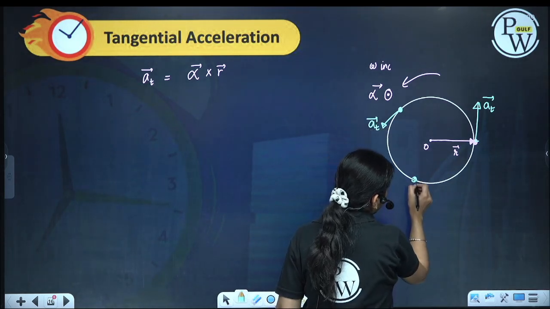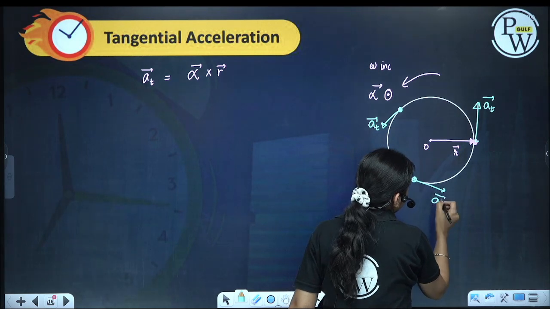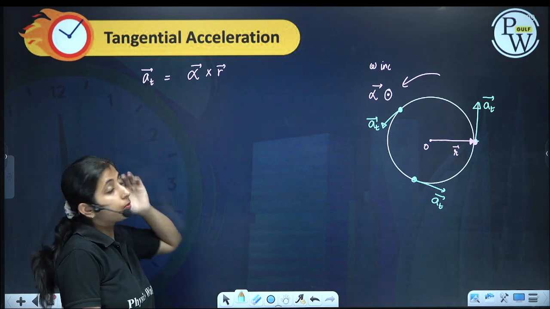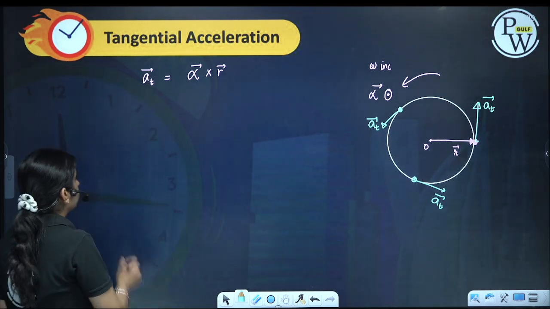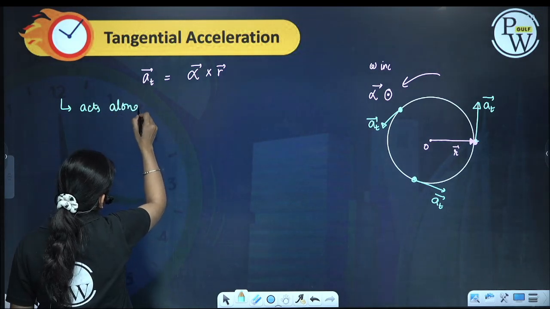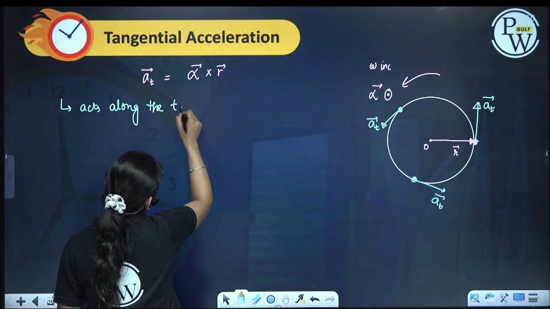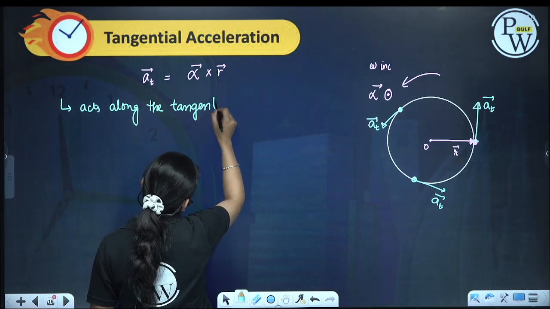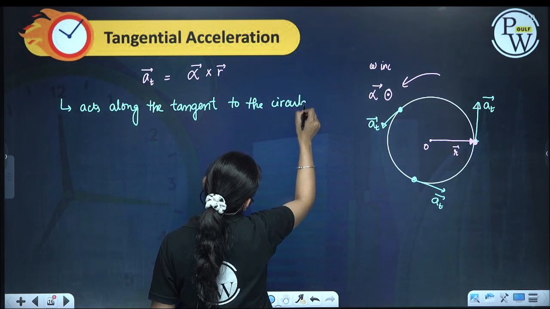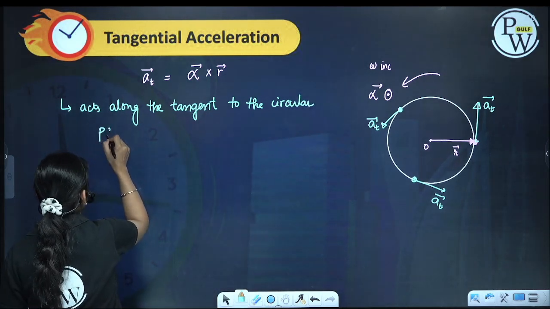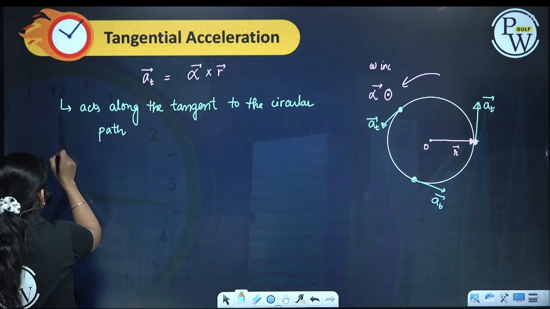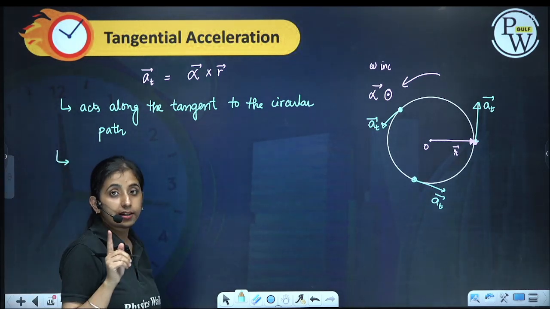Now at this point it will be along this. So at every point it is acting tangential to the path. That's why the name tangential acceleration. It acts along the tangent to the circular path. That's why we call it tangential acceleration.